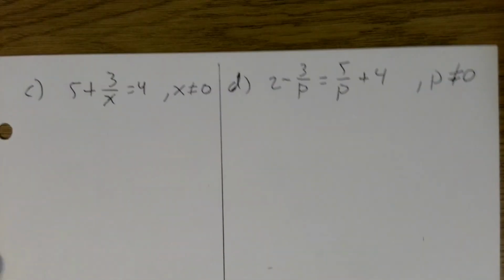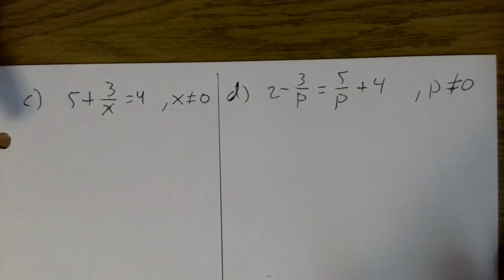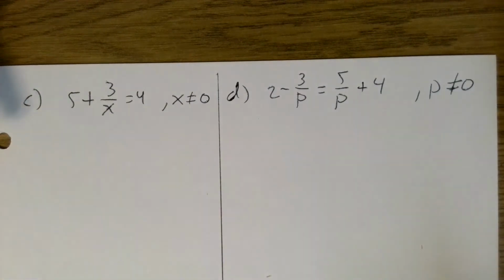Okay, C. There's a couple things we can do to start here. I recommend always multiplying both sides by x to get rid of the x's on the bottom.